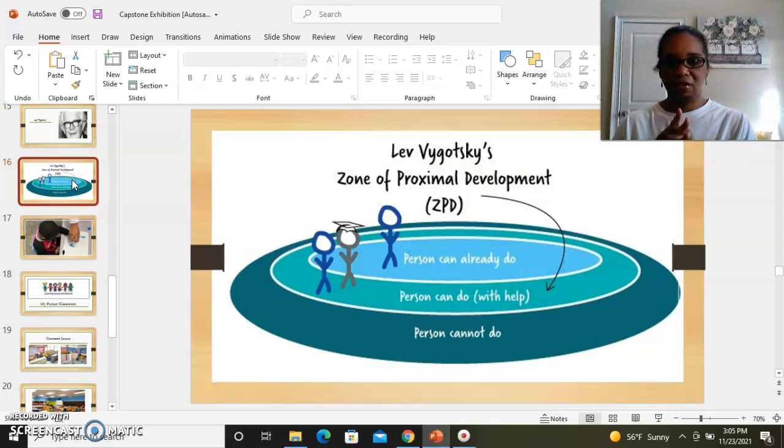With Lev Vygotsky's zone of proximal development, here we see what the student cannot do. Here, the person can do with help. Okay, it says right here, the zone of proximal development. Here, the person can do with help, and the person can already do. So what the person can do with help is in that zone of proximal development. That's why kids are in that zone. We want them to be in that zone because we want them to be more independent.